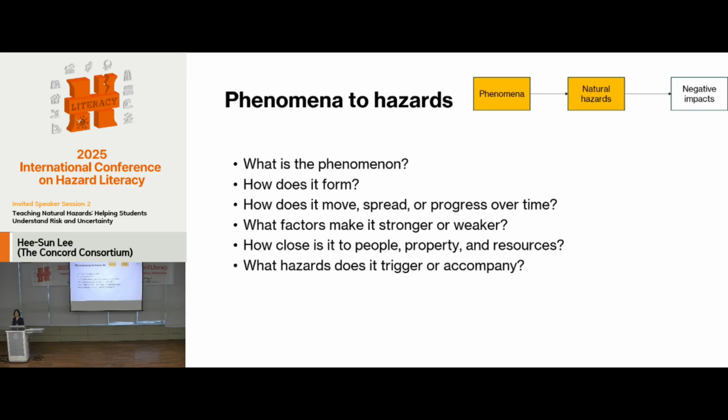So then we brainstormed. If we want to study phenomena becoming natural hazards, what kind of questions must students engage? What is the phenomenon? How does it form? How does it move, spread, progress over time? What factors make it stronger or weaker? How close is it to people, property, and resources we care about? And what hazards does it trigger or accompany, secondary hazards? So these are the questions that we have been thinking. We developed activities to address these questions.